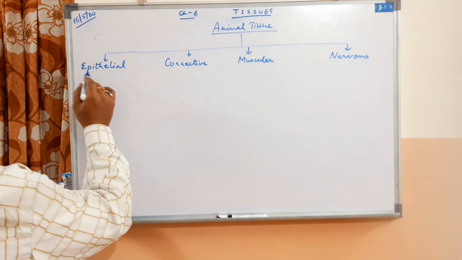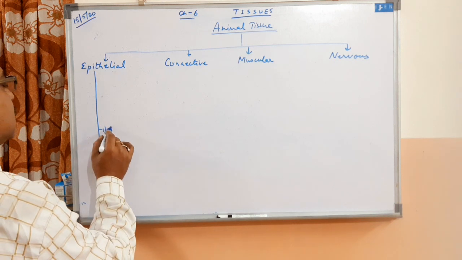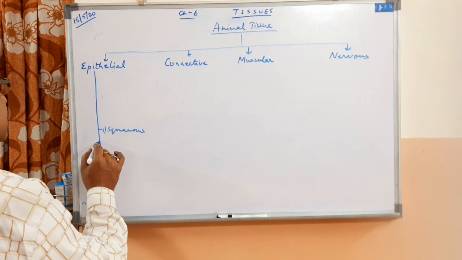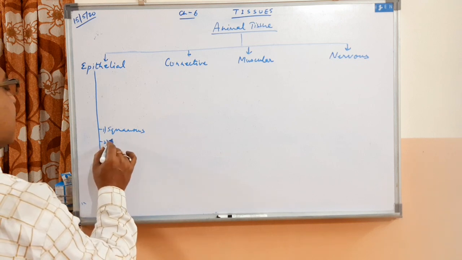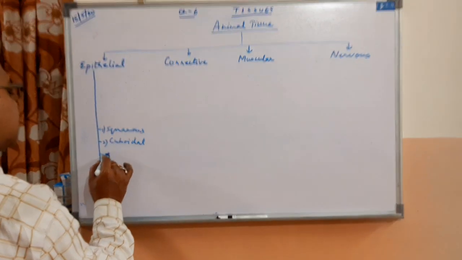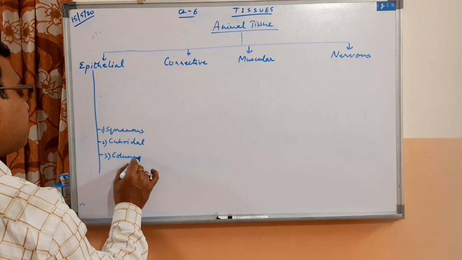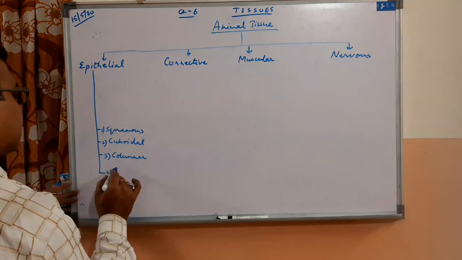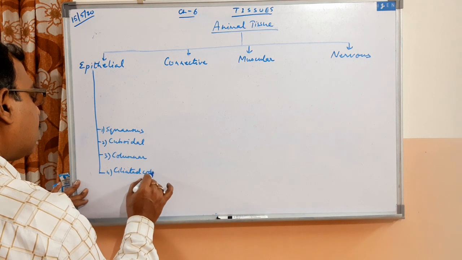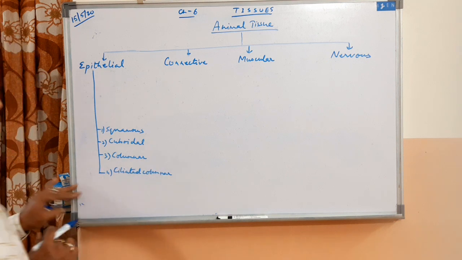In epithelial tissue, there are four different kinds. First is squamous epithelium. Second is cuboidal epithelium. Third is columnar epithelium. And fourth is ciliated columnar epithelium.